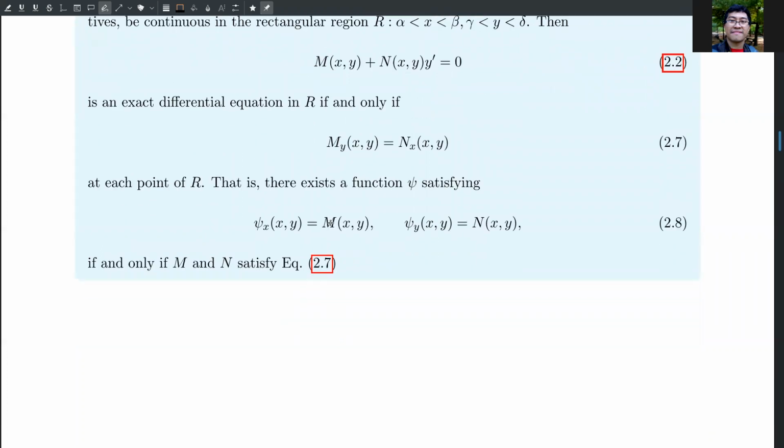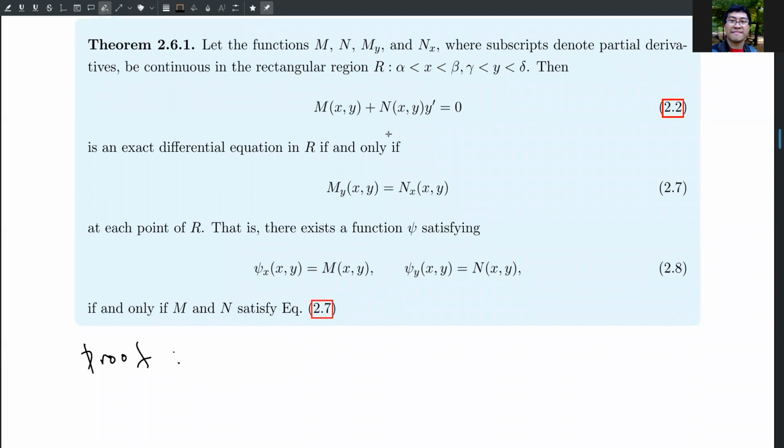Okay, so to prove this, our goal is, here you have this expression 2.2 is exact. So we want to prove that this is an exact differential equation if and only if equation 2.7 is satisfied. So you have a double implication. It doesn't only go one way but also goes back. That is the meaning of if and only if.